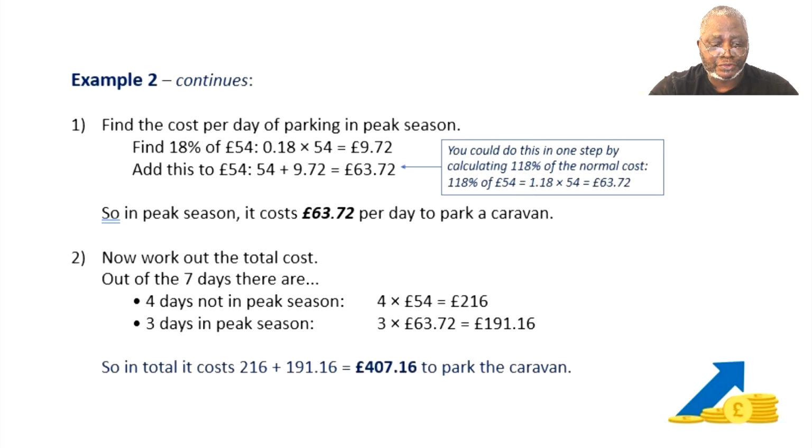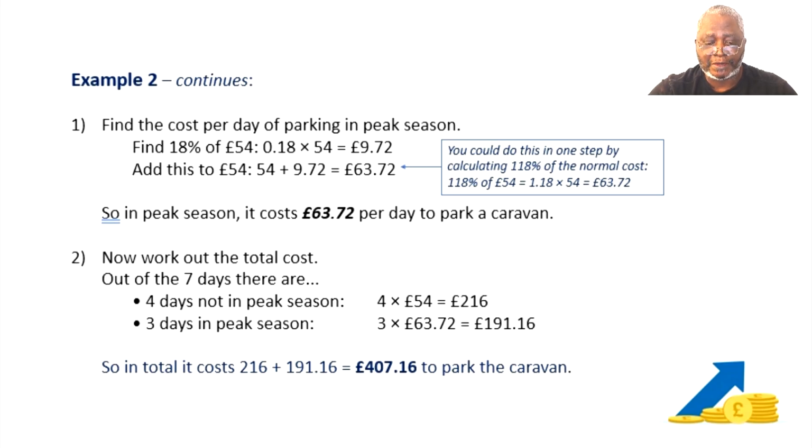First, find the cost per day of parking in the peak season. So you'll find 18% of 54, which is 0.18 times 54, to give you £9.72. Add this to 54, which is the normal price in the non-peak period. So it will be 54 plus £9.72, and that will give you £63.72.